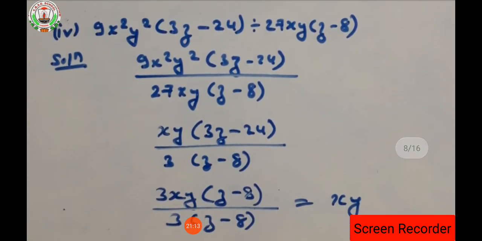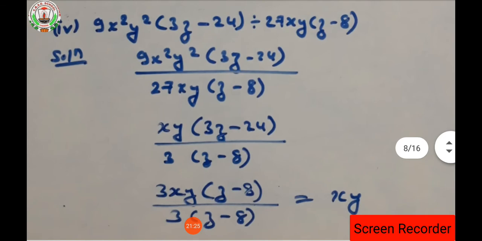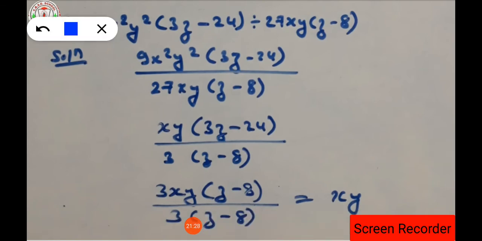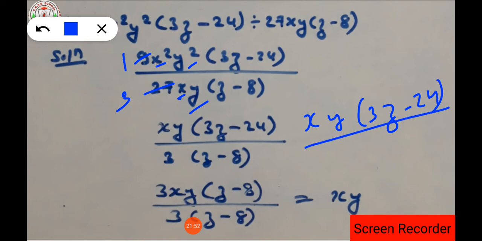Okay. Then next, the fourth question: 9x square y square into (3z minus 24) divided by 27xy into (z minus 8), isn't it? Written in the form of simple division. Now when it is written in simple division, 9 ones are 9 and 9 threes are 27, so it will get cancelled. One of the x from the numerator and denominator will get cancelled, and y is the same, so it will get cancelled. So what is the answer left out? That will be xy into (3z minus 24) upon (z minus 8), isn't it?